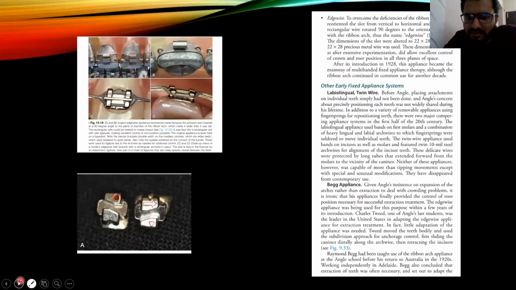Now this is the edgewise bracket. The edgewise bracket had a horizontal slot. Till now we only saw vertical slots, right? Edgewise had a horizontal slot. This is a pre-adjusted edgewise bracket. It has four tie-wings.